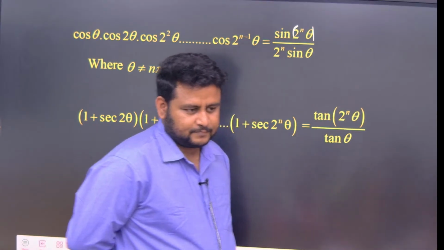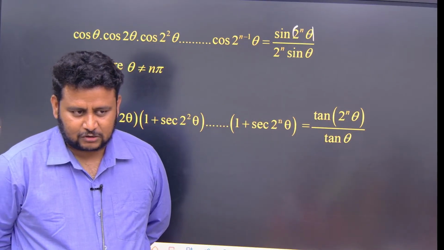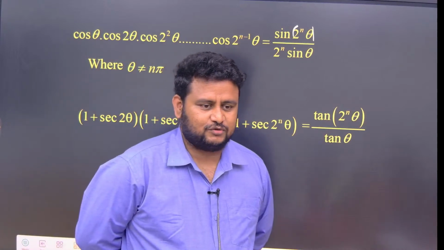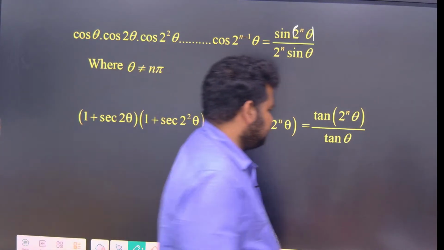Sin 3a is what? 3 sin a minus 4 sin cube a. Cos 3a is what? 4 cos cube a minus 3 cos a. Okay. Remember.